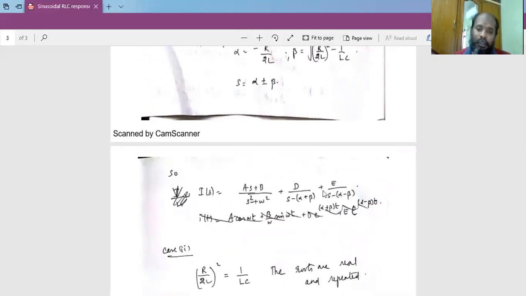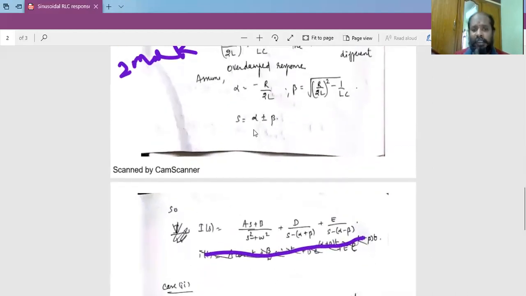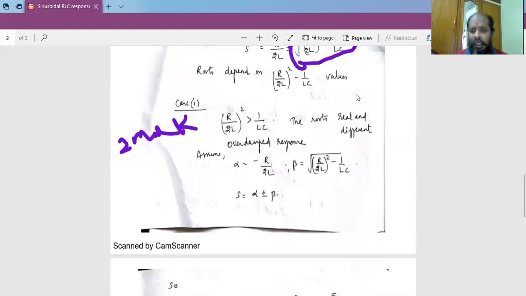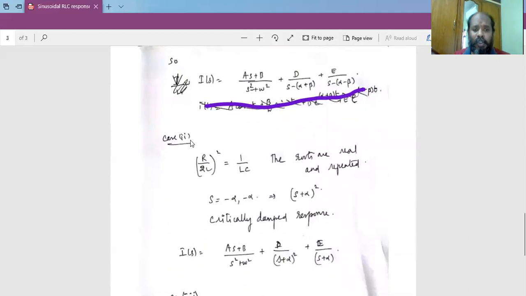So I apply D and D. This is how we have to be based on the values. Whatever we get, your expression will be derived for I of t. You cannot directly write this, that is what I have struck out also. There is no need to do this. You state this condition, the type of roots, and write the expression. That is enough. Then go to case 2.